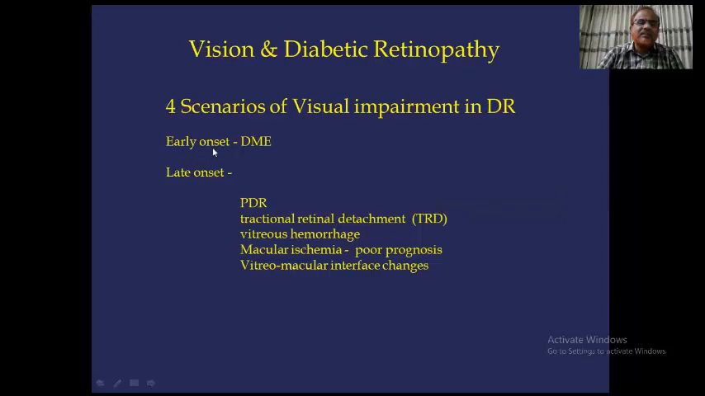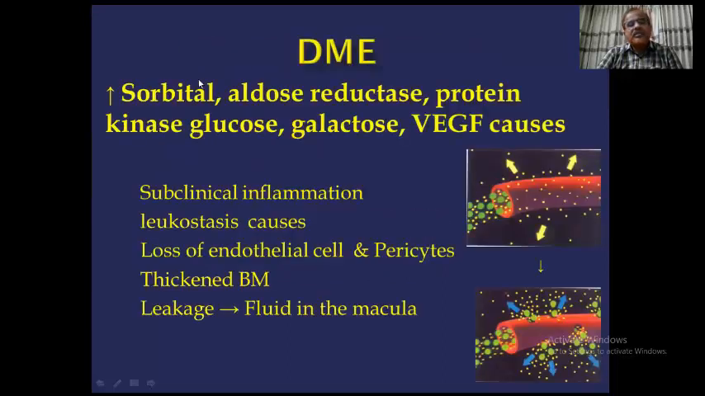One is early onset, that is diabetic macular edema. Late onset diabetes may lead to proliferative diabetic retinopathy, tractional retinal detachment (TRD), vitreous hemorrhage, macular ischemia, and vitreomacular interface changes. DME occurs in uncontrolled diabetes.